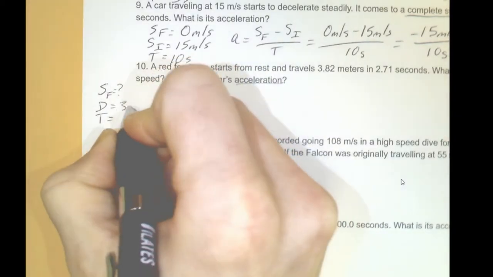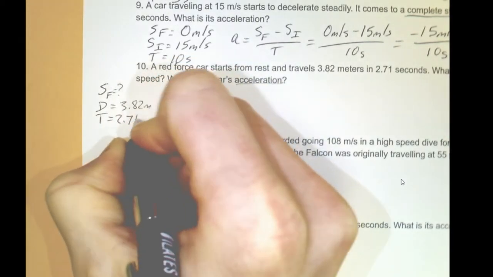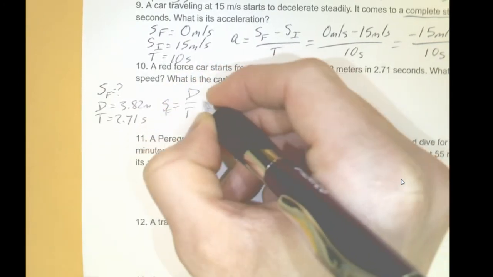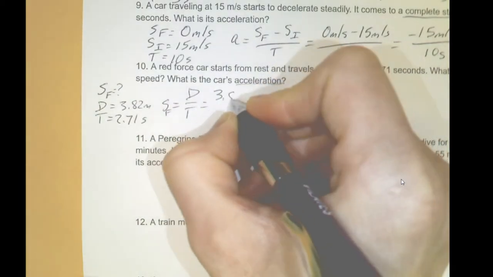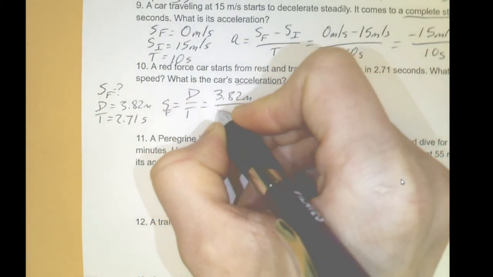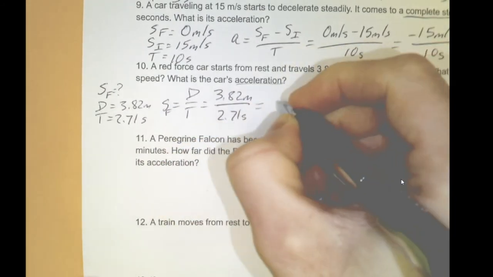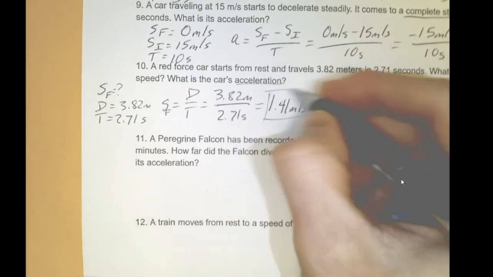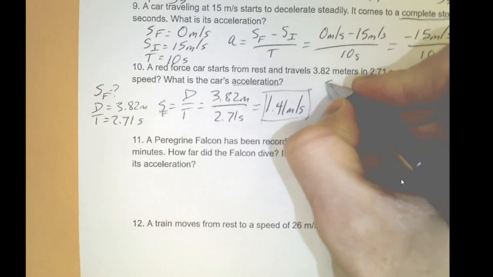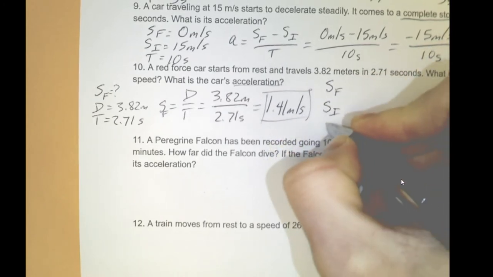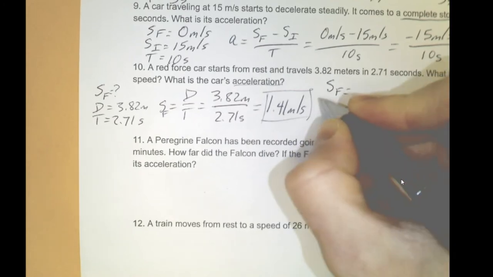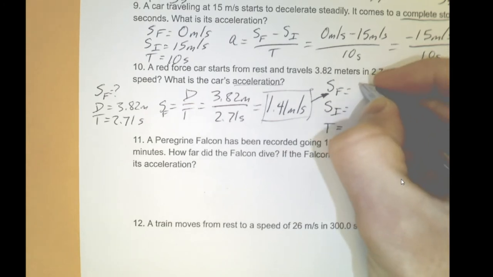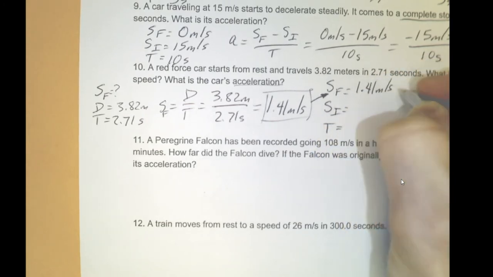So it travels 3.82 meters in 2.71 seconds. Speed equals distance over time. So we've got 3.82 over 2.71. So now we have one of our answers, but this is also our final speed. So when we find our information for acceleration, this number actually goes here. So we fill that in, 1.41 meters per second.